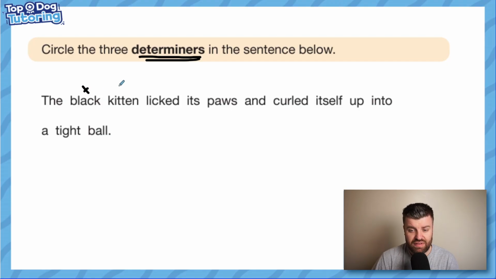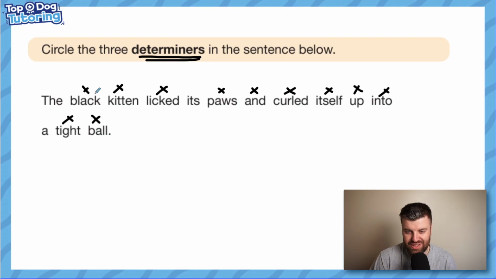Black is an adjective. Kitten is a noun. Licked is a verb. Paws are a noun. And is a conjunction. Curled is a verb. Itself is actually a pronoun. Up is a preposition. And if you're not sure what that is, you might leave up blank, but I'm going to cross it out. Into, is that a preposition? Yeah, maybe. I'm not too sure. Tight ball. Tight is definitely going to be a descriptive word. And ball, yeah, that's not going to work either. So I've crossed all of these out.